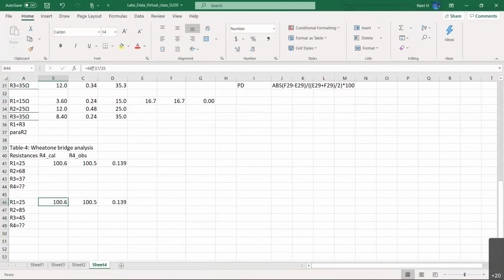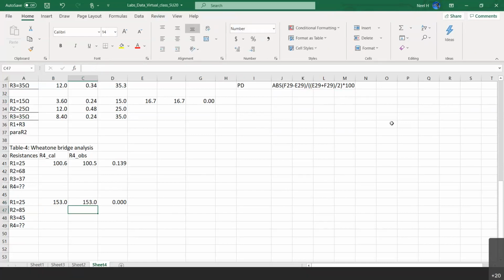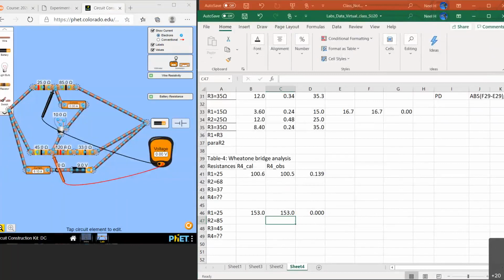R2 times R3, 85 times 45, divided by 25. The calculated value is 153, and the measured value I got is 153 exactly. Okay, good. So adding these, 120 and 33, is 153.